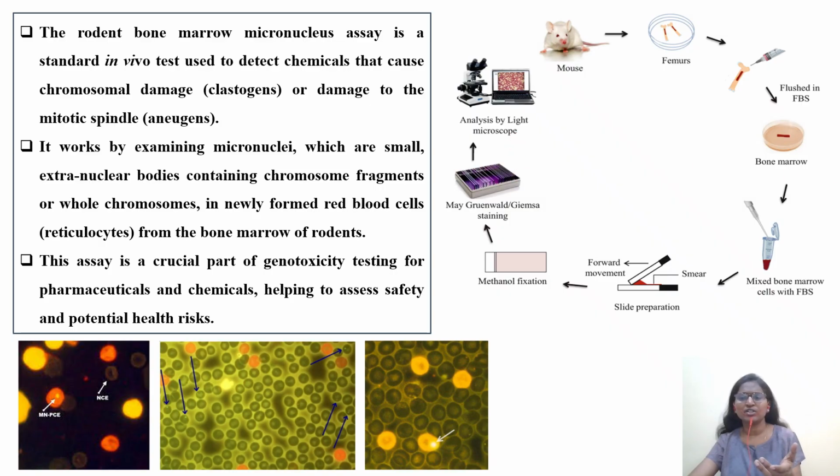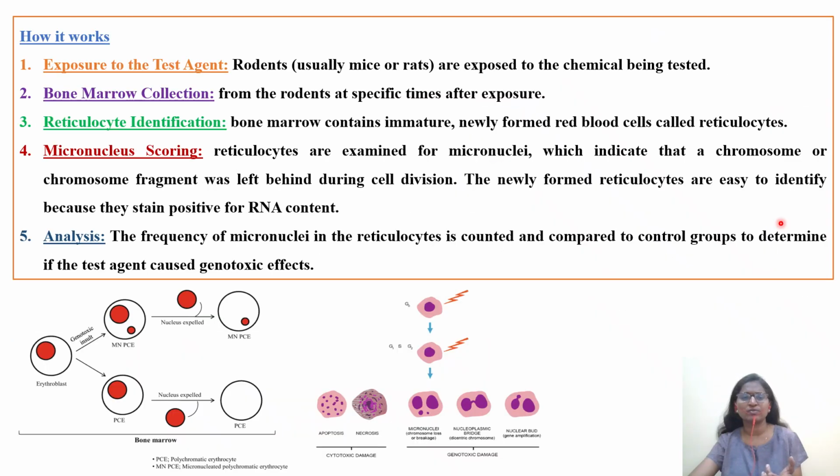Let's see in another slide what else we can learn. How does the micronucleus assay work? First, exposure to the test agent, which may be either a chemical or a pharmaceutical. Rodents, mice or rats, are exposed to the chemical being tested, as you can see in the previous picture. Then bone marrow collection: you collect the femur from the rodents at specific times after exposure. Then reticulocyte identification: bone marrow contains immature, newly formed red blood cells called reticulocytes.